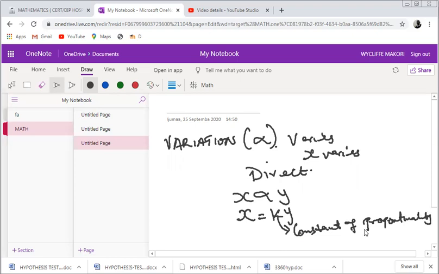The constant that we are inserting on the right hand side so that we can replace the variation with an equal sign is known as the constant of proportionality. So having done that, now it is workable. We can work out that particular equation.